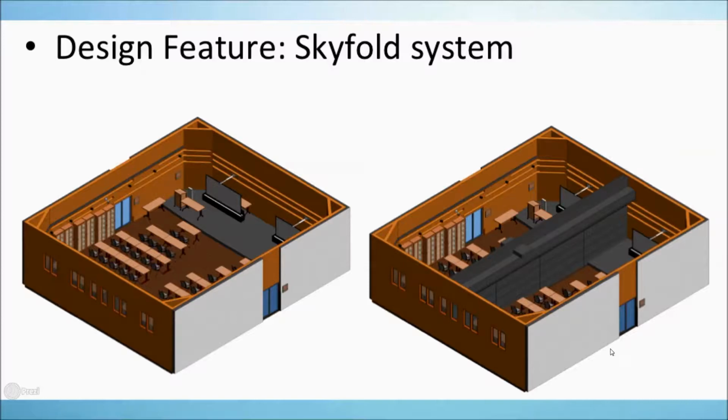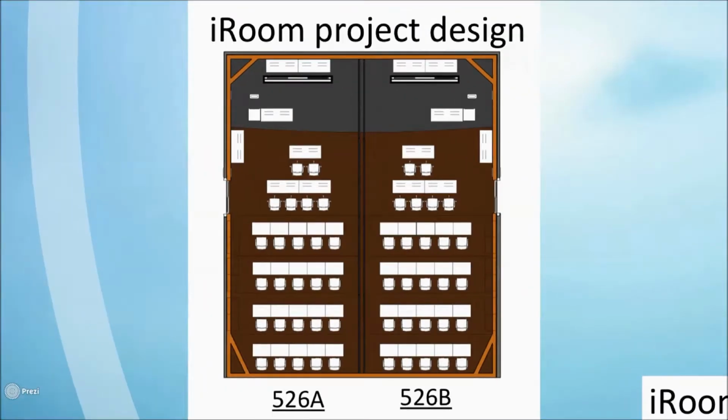So the two parts of the design are identical with the furniture, sockets, smartboards, and while separated, they can operate individually. And here you can see the 2D plan of the sketches. And after applying the system, the room can be separated into 526A and 526B with the Skyfold wall at the center, as you can see, the black one.